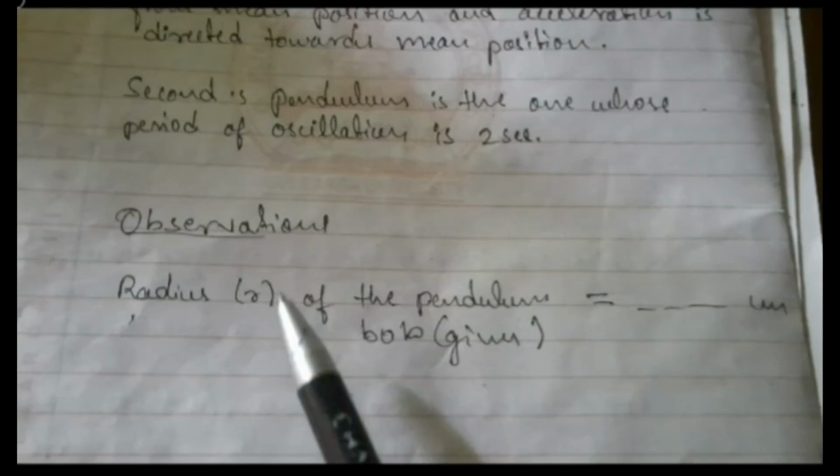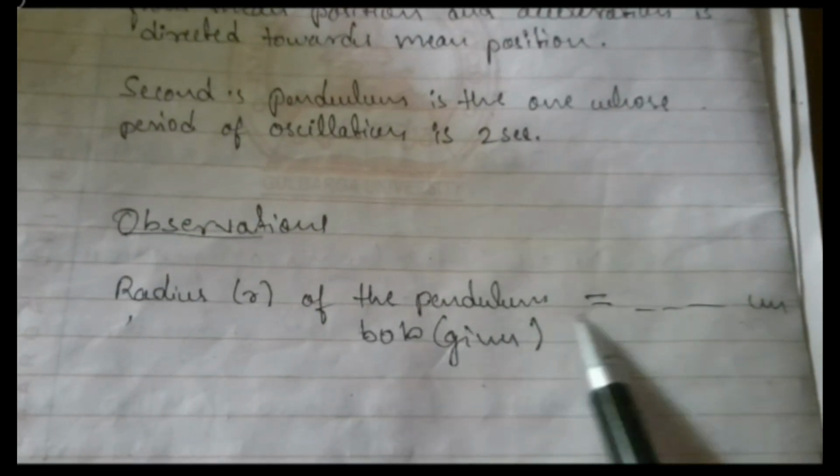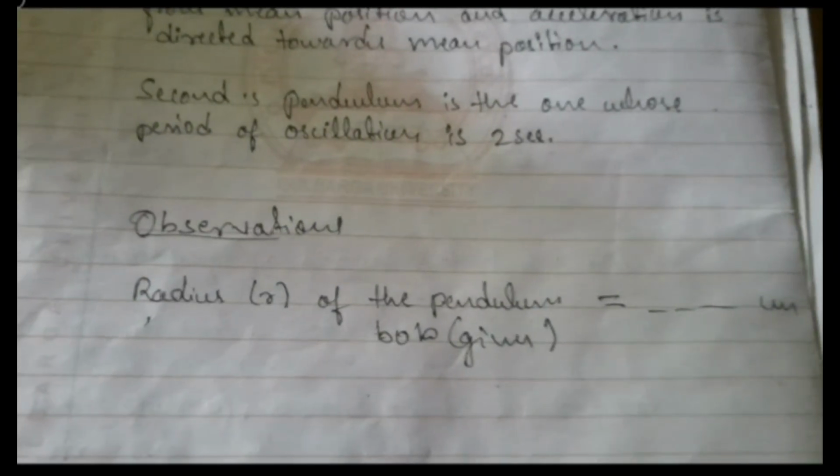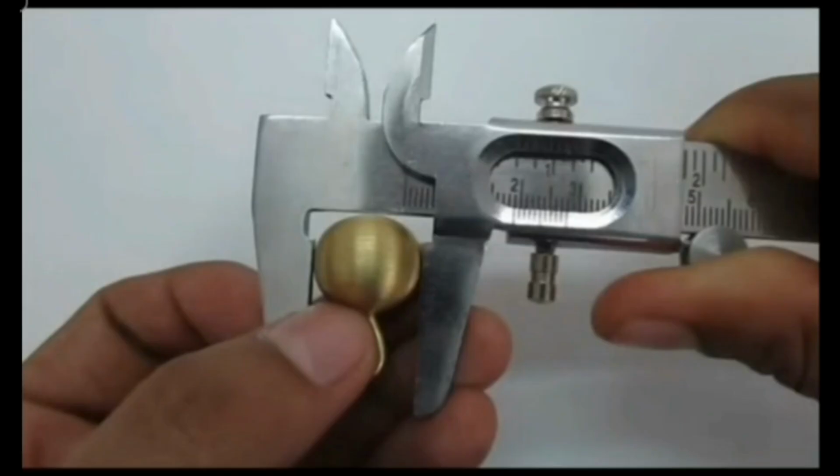Before starting the experiment, you should measure the radius of the bob of the pendulum using the vernier caliper. You should keep the bob between the jaws of the vernier caliper, then measure the MSR and CVD and calculate the total reading using the least count of the vernier caliper. So using the vernier caliper, the radius of the bob we found is about 1.27 centimeter.